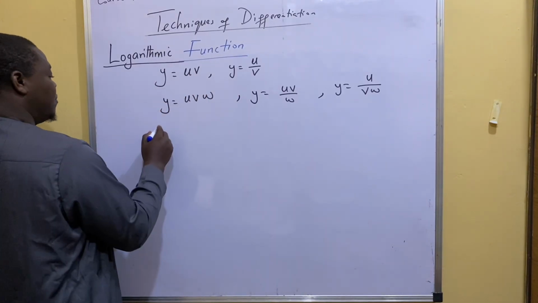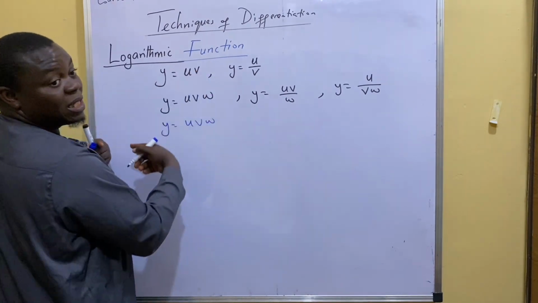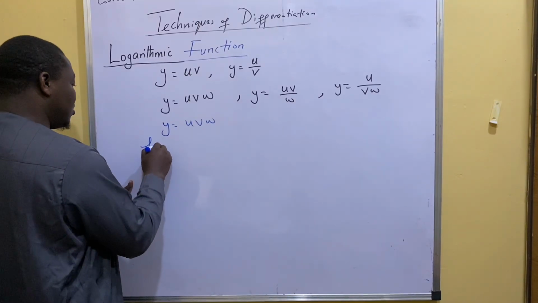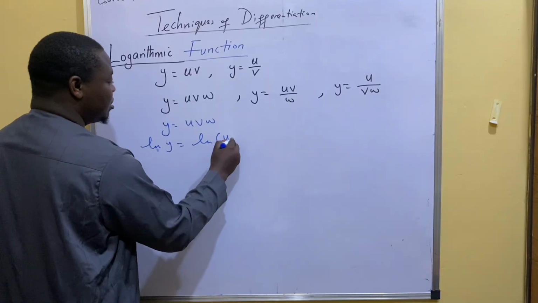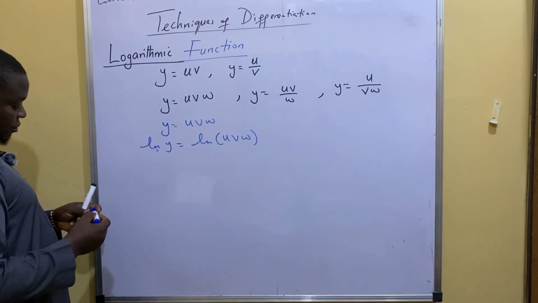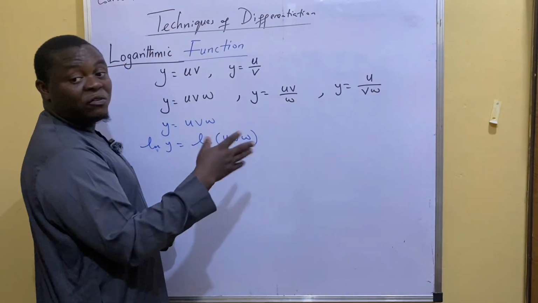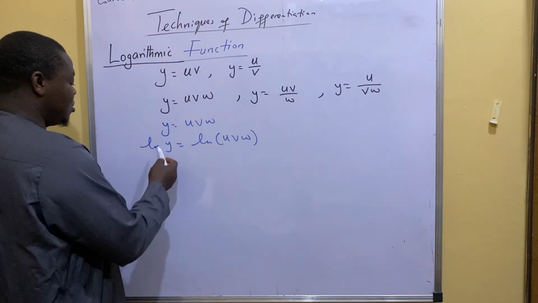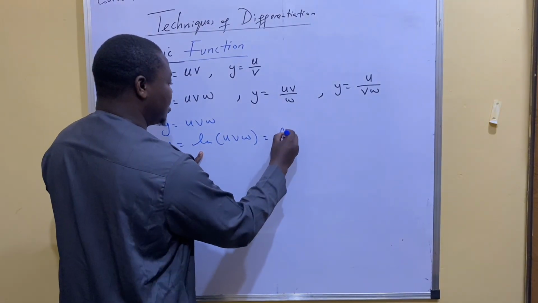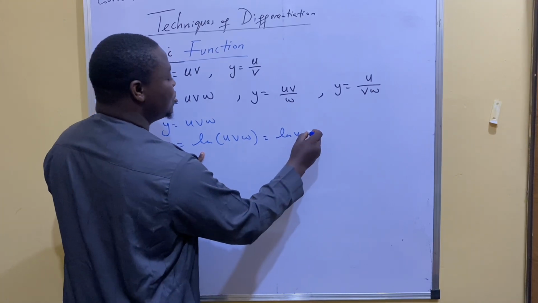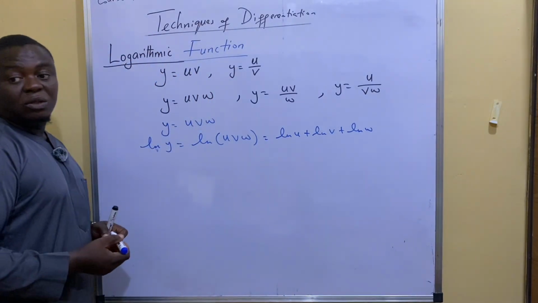Okay, so we have y equals uvw. Logarithmic meaning that you're going to take the log, ln, of both sides. So you have ln y equals ln uvw. Don't forget that u, v, and w are all functions of x. Recall that whenever you have the logarithm of a product of functions, this can be written as ln u plus ln v plus ln w. That is your law of logarithm.